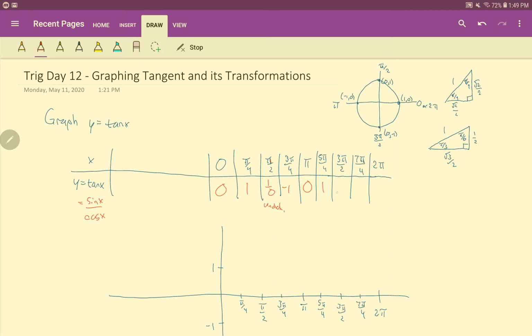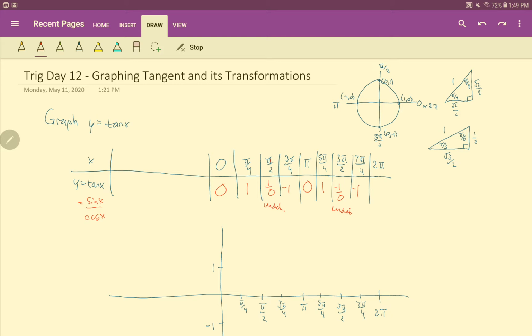3 pi over 2 is going to be, again, undefined, because you're dividing sine by cosine, and at 3 pi over 2, sine is negative 1, cosine is 0, so it's negative 1 over 0, undefined. I guess I could put negative 1 over 0 there. At 7 pi over 4, we're going to be at negative 1 again, because at 7 pi over 4, you're in quadrant 4, you're right here. And so again, sine will be negative, cosine is positive, so you end up with a negative tangent as well.